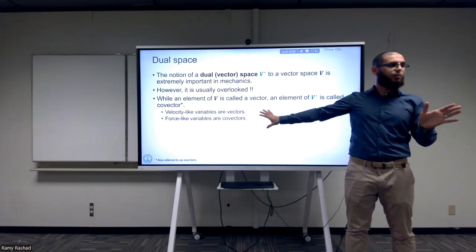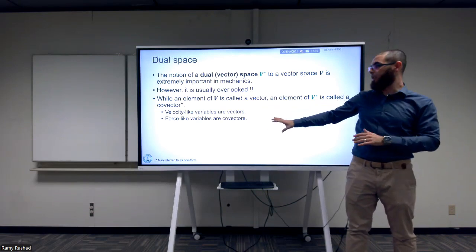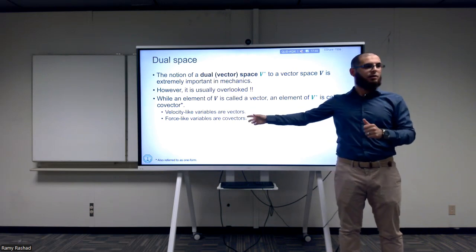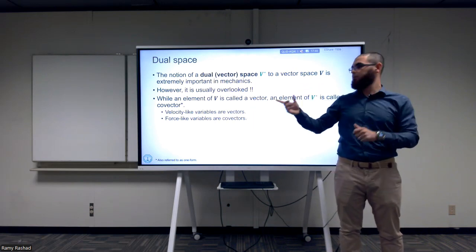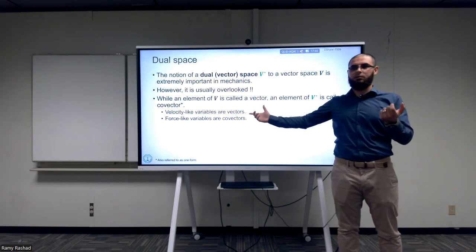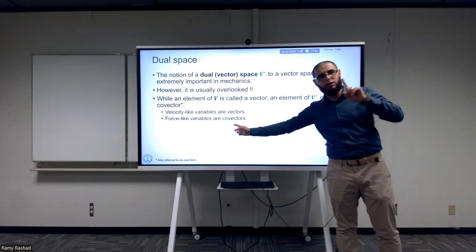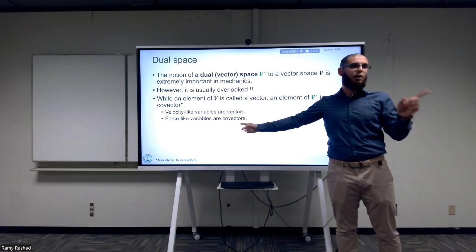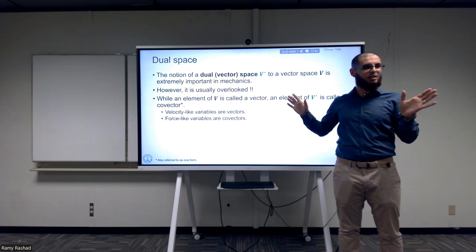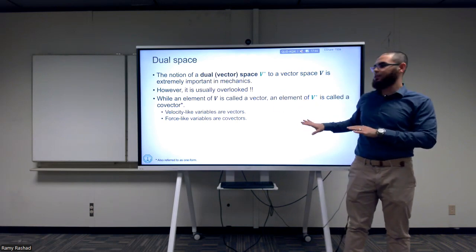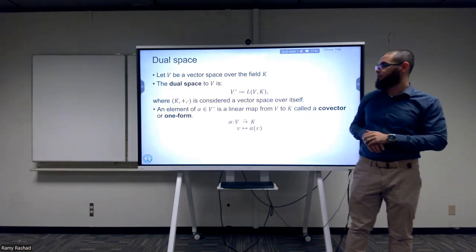Just as an outlook without any proof for now, this is what we're going to be covering later. Velocity-like variables, anything that's like velocity, have a vector space structure, or are vectors. They are elements of a vector space, while force-like variables are covectors. It doesn't make any sense right now, but maybe later on this will make sense.